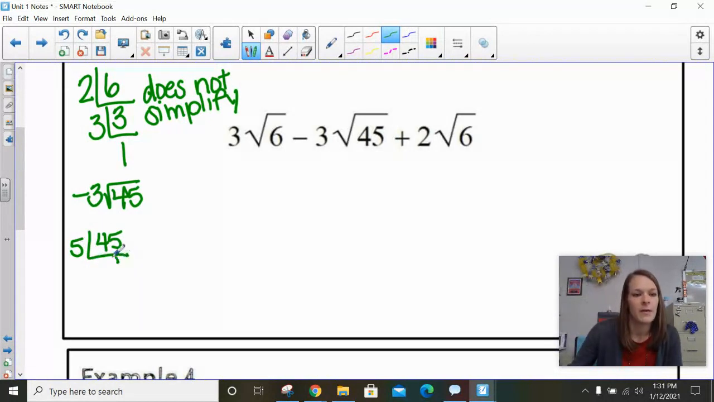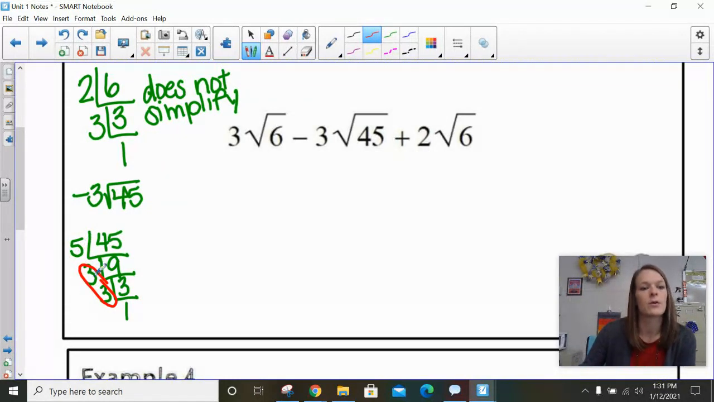So I can divide that by 5 and get 9, divide 9 by 3 and get 3, divide 3 by 3 and get 1. Here I have a pair of 3s and a 5. So this 3 will come out and multiply by the -3 that was already here. I'm going to just bring this part down. So 3 radical 6.